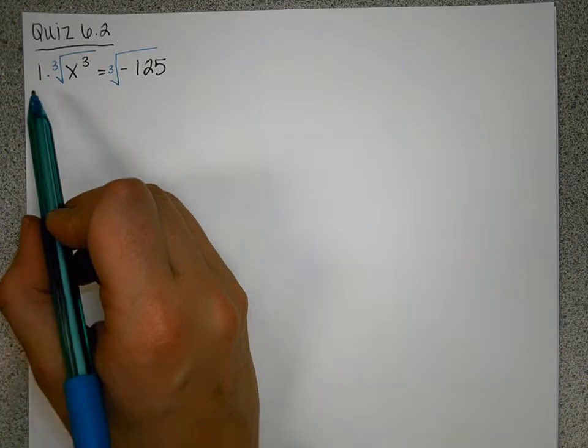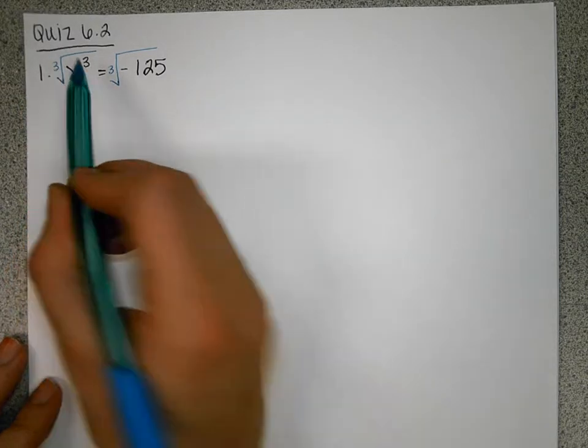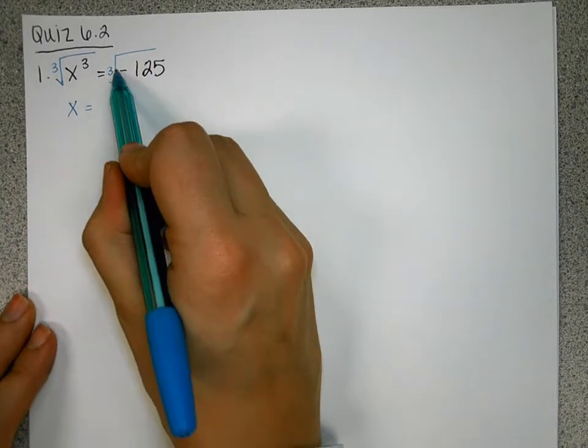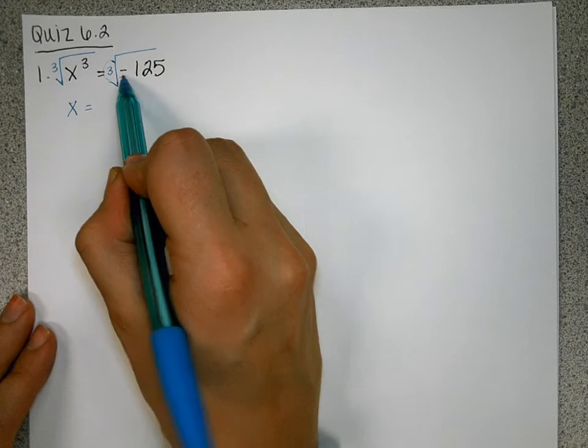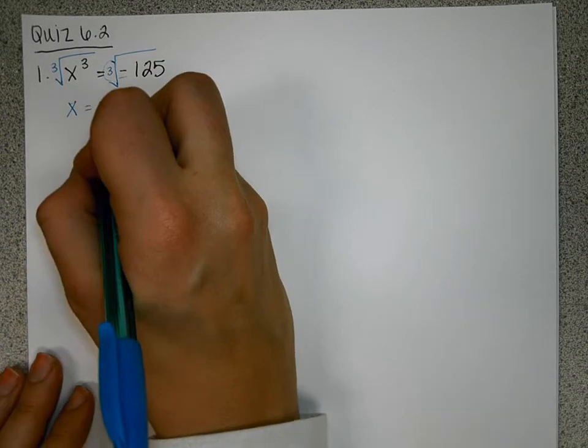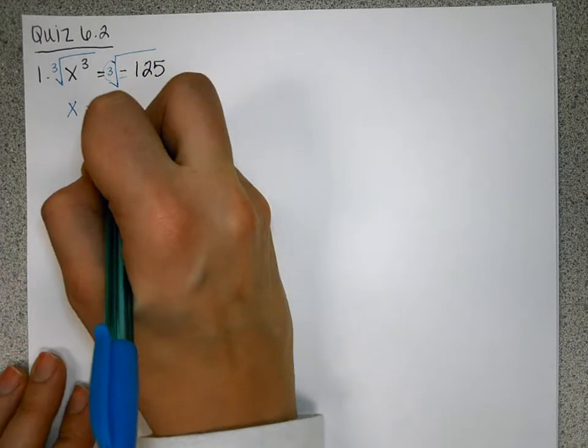Okay, the cube root of x cubed is going to give me x. If I'm taking the cube root, is it okay that I have a negative on the inside? Yes. What is the cube root of negative 125? Negative 5.